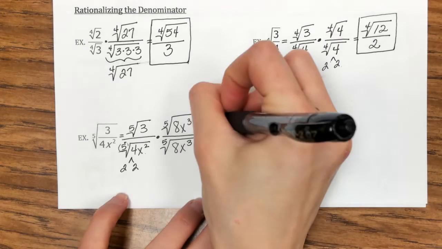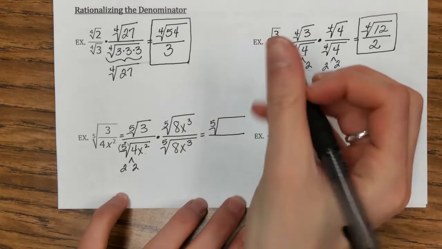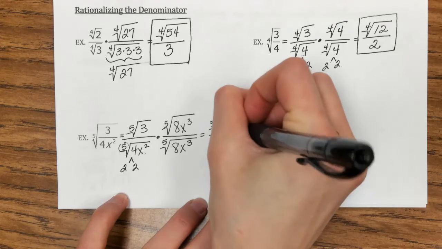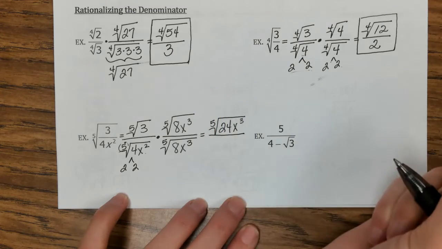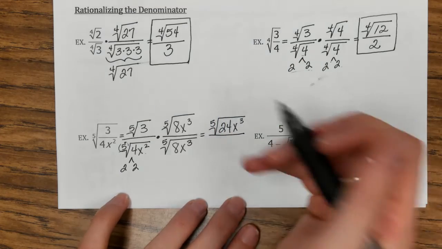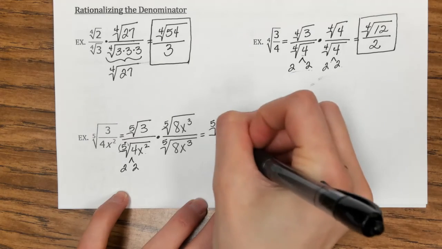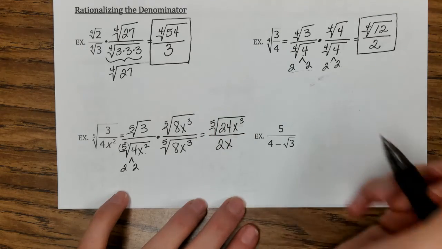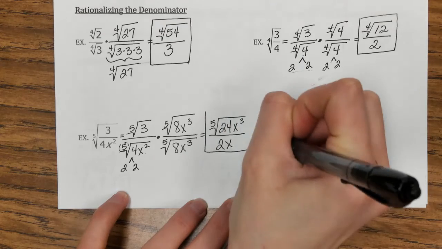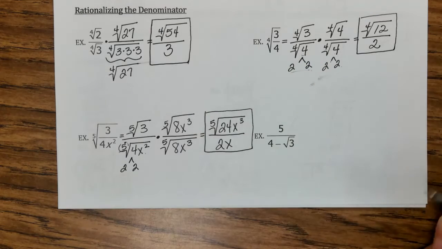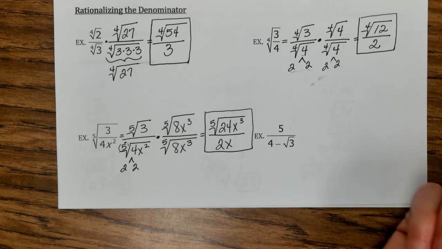So then I'm going to have the 5th root. 3 times 8 gives me 24 x cubed. And then I would have 2x as my denominator. And that does not simplify. Okay?